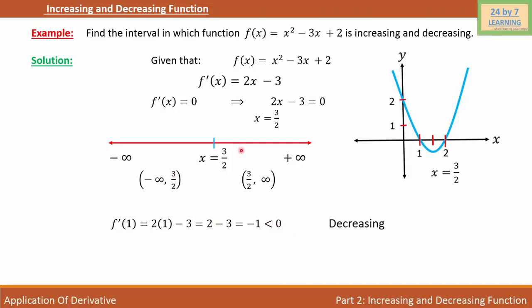Now I'm going to consider x = 4, and as you can see, 4 lies between 3/2 and infinity. So I'll put the value over here. When I substitute the value, I get f'(4) equal to 2 times 4 minus 3. So 2 times 4 is 8, minus 3. So 8 − 3 is 5, and 5 is greater than 0. So we can say that the function is increasing.